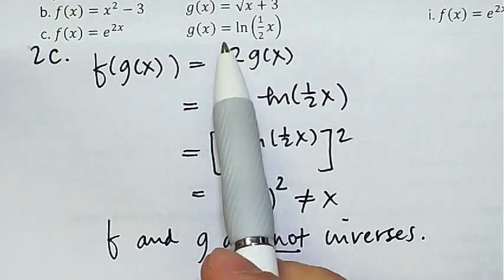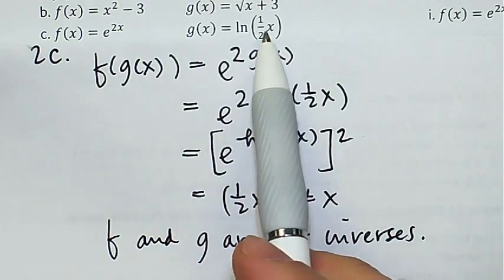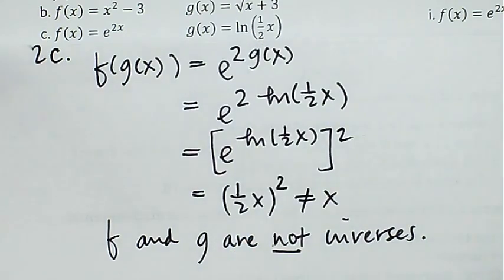Had I done g of f of x, I think I'd have 1/2 e to the 2x, which is not just the same as e to the 1x. So it wouldn't have worked the other way either.